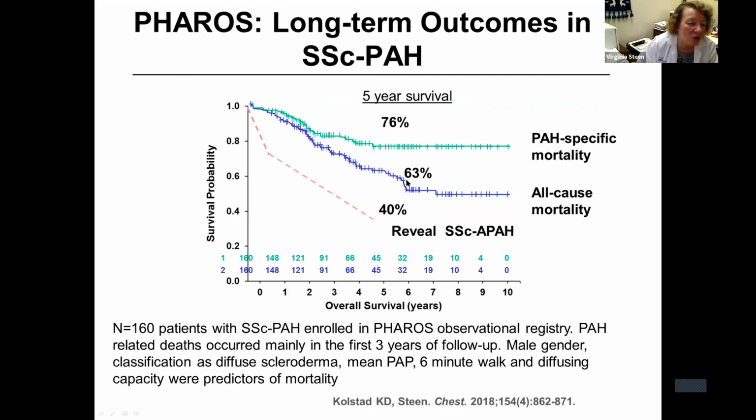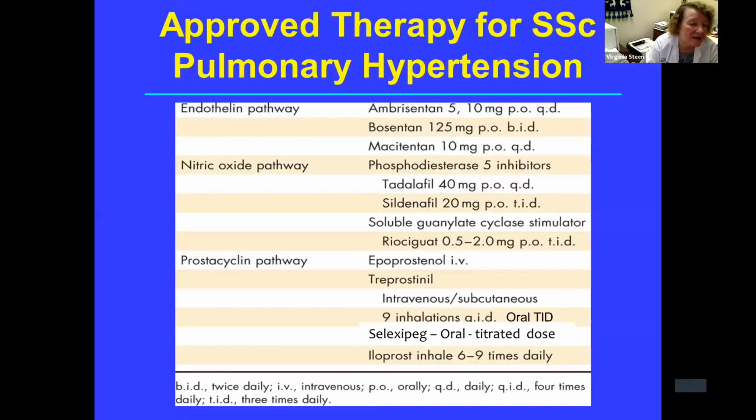All-cause survival was lower because people died of scleroderma, they died of cancer, they died of infections. But we've really made a major difference in changing this disease from almost a death sentence to a chronic, difficult, but still chronic disease. And that's because we now have 14 different drugs that can be used in all forms of pulmonary arterial hypertension, including associated ones like scleroderma.